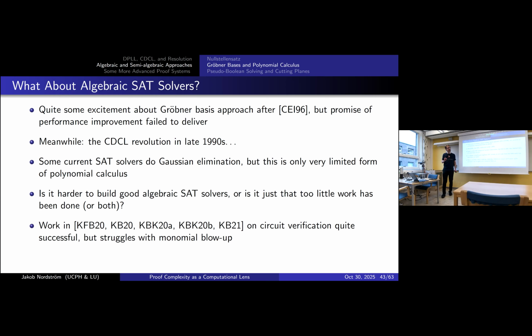We do know that there are some settings where algebraic methods are good. For instance, circuit verification, where interestingly, theoretical insights can be useful. Remember that I talked about dual variables and that they can make the reasoning exponentially more powerful. It turns out that this is also helpful in practice. This is a very recent paper.